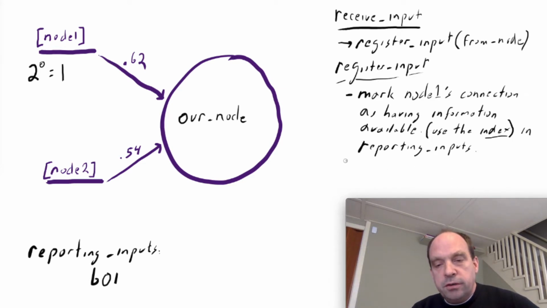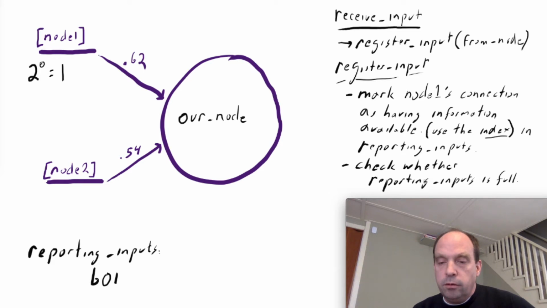The other thing register input is going to do is check whether reporting inputs is full. If it is full, we're going to clear reporting inputs and return true. If it's not full, we're simply going to return false. In this case, reporting inputs has a value of 0, 1, so it's not full. We would return false.